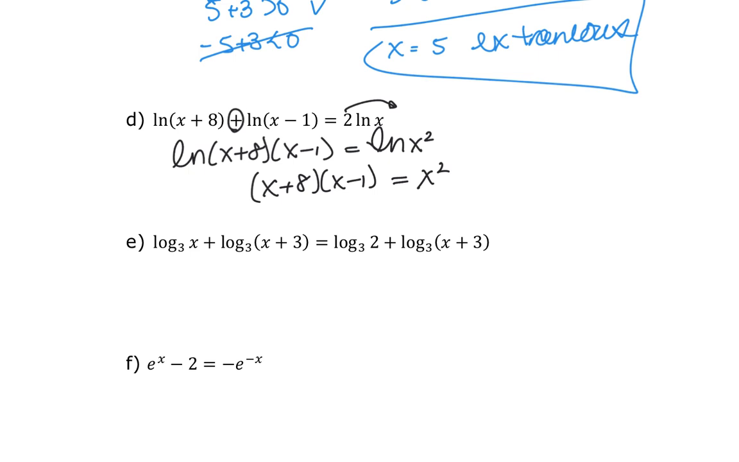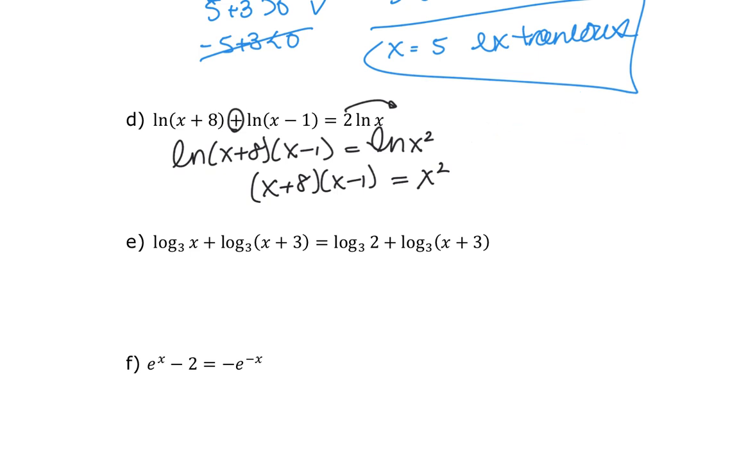This does not, by the way, cancel out natural logs. We are not canceling out natural logs. We are using the property of logs that says if I have the log base b of m is equal to the log base b of n, then m has to equal n. That's what I'm using. I am not canceling out logs. I just want you to be aware of that.